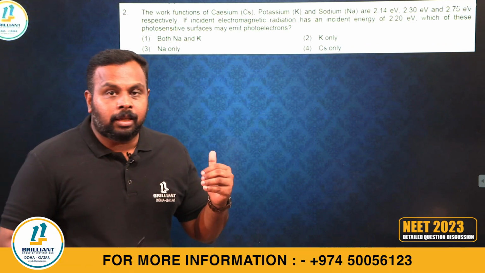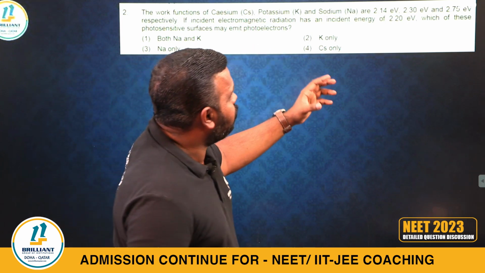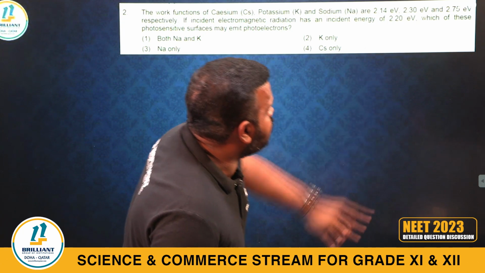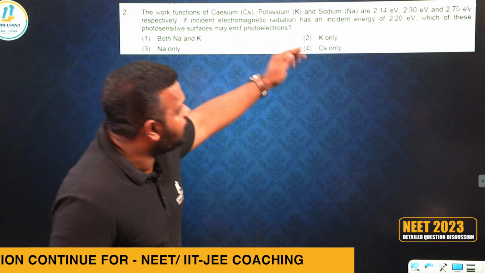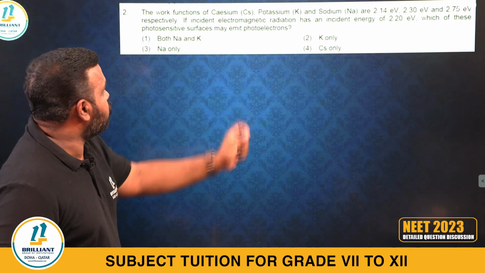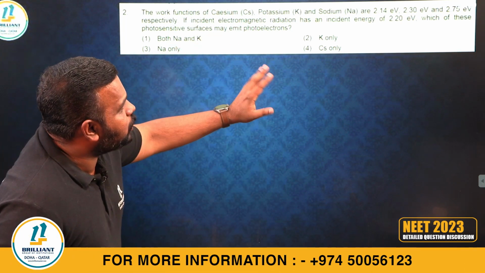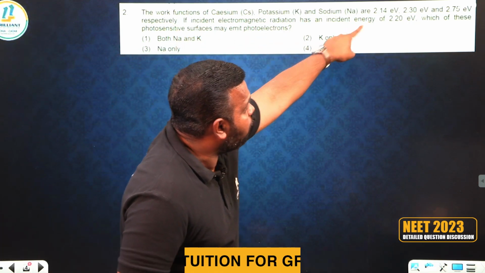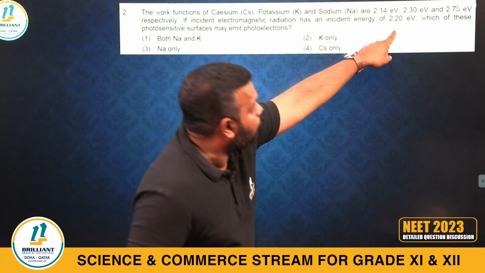Look at this. It's a very easy question. The work functions of cesium, potassium, sodium are 2.14, 2.30 and 2.75 electron volt respectively. If incident electromagnetic radiation has an incident energy of 2.20 electron volt, which of these photosensitive surfaces may emit photoelectrons? Listen, it's very easy. You can see the work functions, 2.14, 2.3, 2.75, and the energy of the incident photon is 2.20.